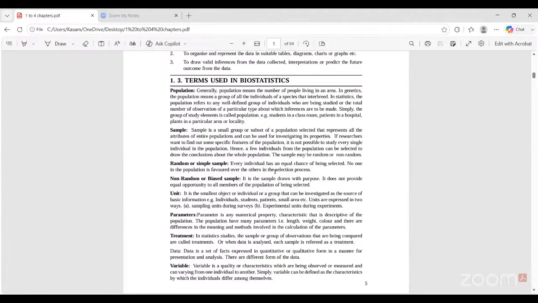Tell me, anyone. Okay, Lakshmi and Lokeshwari are there. Very good. What is the meaning of sample? Tell me.